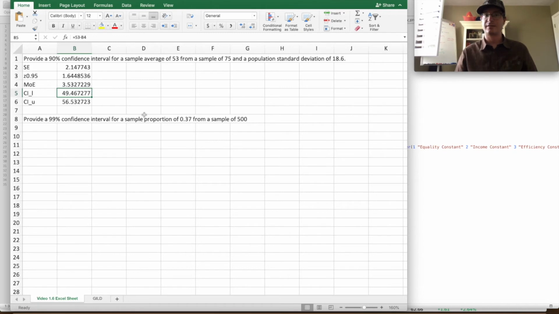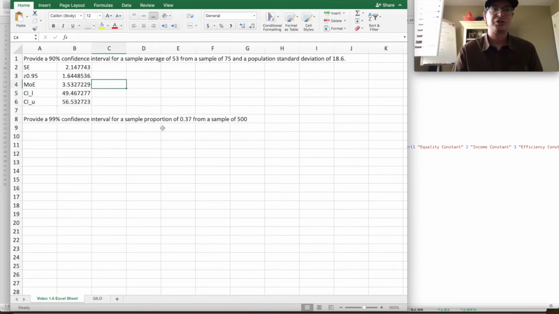So what that says is our point estimate. We took some sample, got a sample average of 53. But we know that's probably not exactly the population mean, which is what we're trying to estimate. But we can use that to determine that given those values, there's a 90% probability that the true mean is between 49.47 and 56.53. That's what that says.